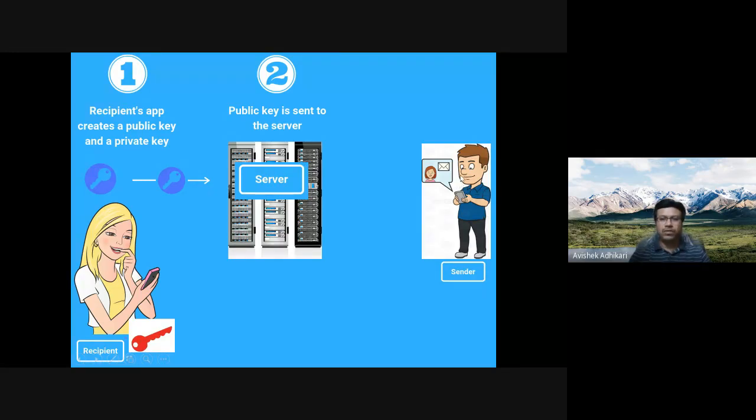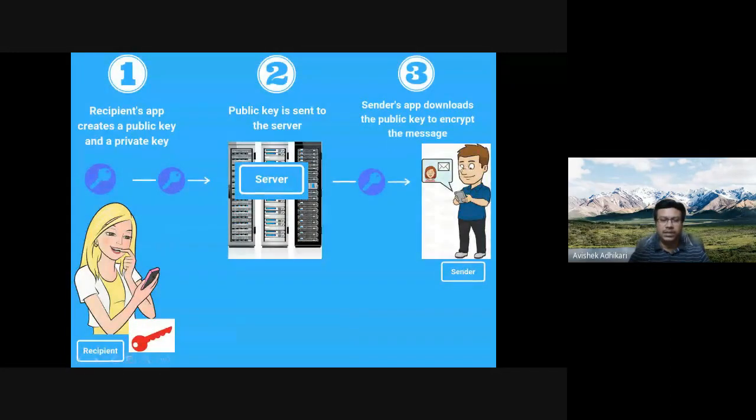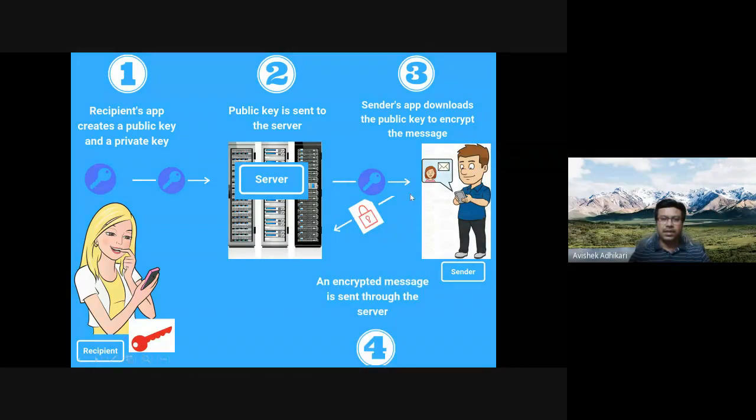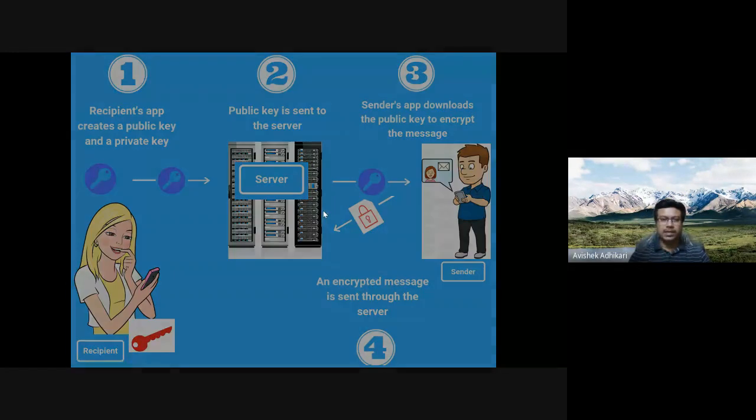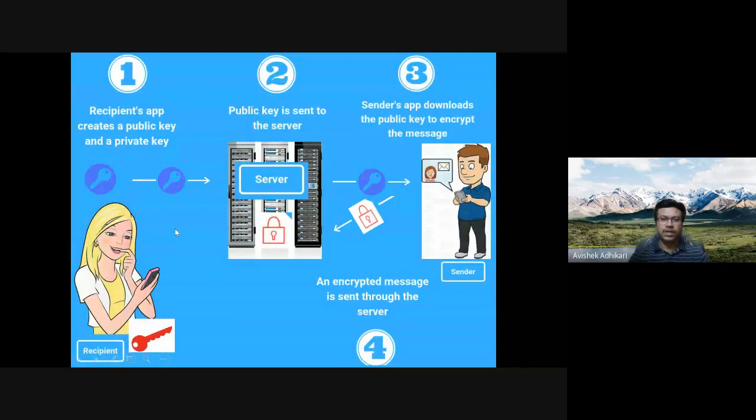Now when this boy wants to send a message to this girl, the boy sends a request to the server to give the public key of that girl. The server sends the public key of the girl, and the boy receives it. Based on that public key, the boy then encrypts the message and sends it to the server, and then the server sends the message to the girl. Since the girl has the private key with her, which is kept at her mobile, the girl and only the girl will be able to decrypt the message.